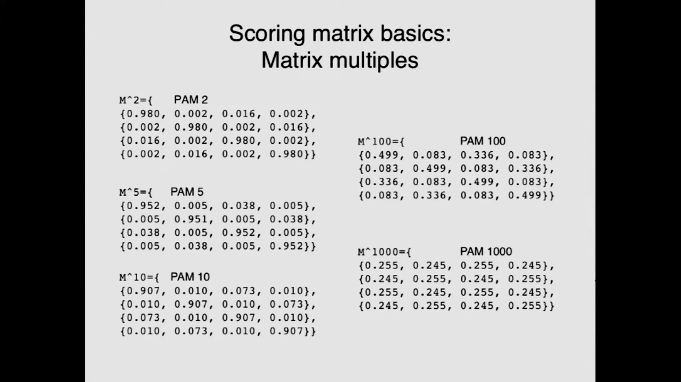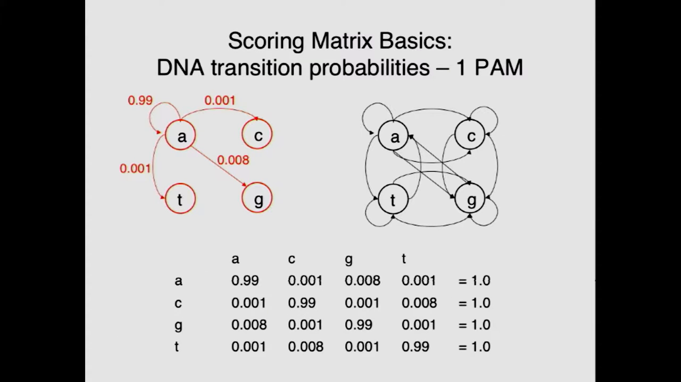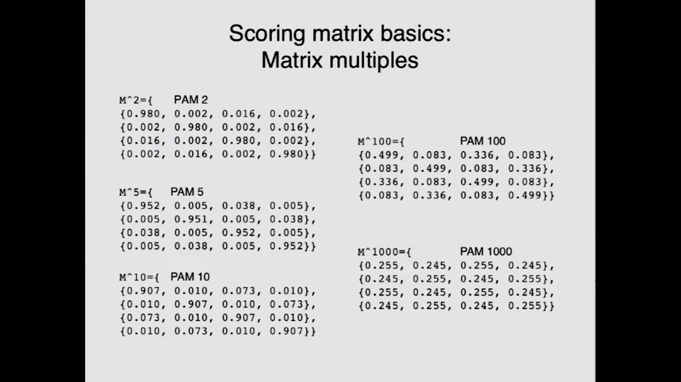So here is the PAM1 matrix squared. Here is the PAM1 matrix to the fifth, and to the tenth, and to the hundredth, and to the thousandth. All right, looking back here, the diagonal is telling us how often we stay the same, and the other stuff is obviously telling us what we change. So let's take a look at how often we stay the same in these different matrices.